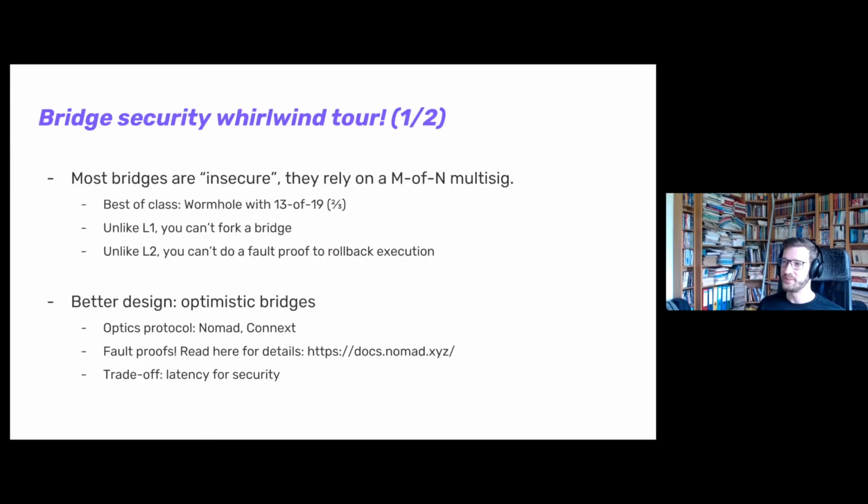So, quick overview on how bridges work. Most bridges, like the overwhelming majority, well, I said they're insecure, that's a bit mean, but they rely on an M of n multisig. So for instance, Wormhole, that's a bridge that has 19 verifiers that will look at what you're sending, and they will sign on it. And if 2/3, so 13, sign on it, then the transfer, the bridging, will go through.